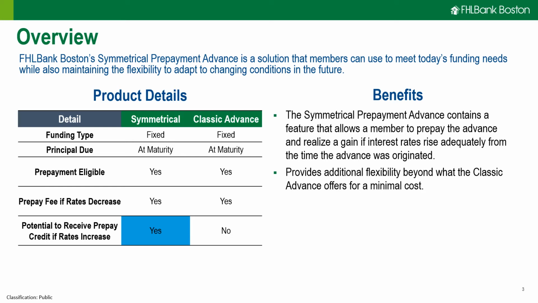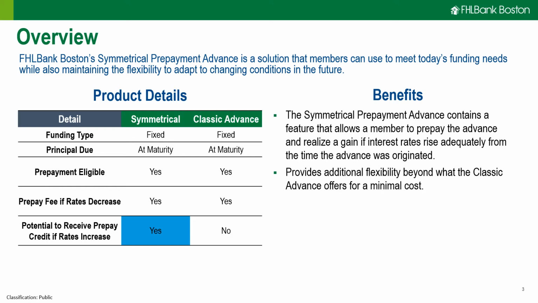With the classic advance, if rates rise, you're capped at zero, meaning if you're in the money, you can't realize a gain with the classic advance. You could prepay the advance and you wouldn't have to pay a fee. With the symmetrical, however, if rates rise enough, then when you prepay the advance and you're in the money, you can actually receive a credit.